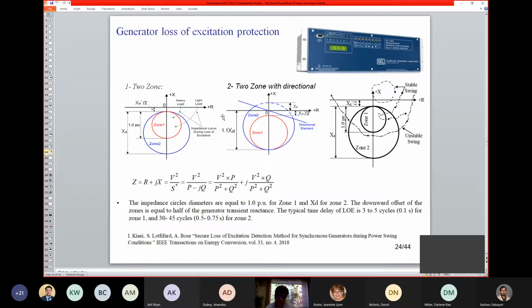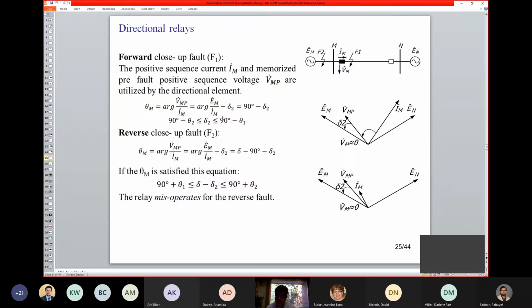Another one is the loss of excitation protection. The concept is similar to the distance relay because here also we look at the trajectory of the impedance. So we have the same issue here. There are some scenarios where you may detect a power system swing as loss of excitation, LOE. So this is another protection function that is vulnerable to system disturbances, not for the fault, so it should be integrated into the dynamic security assessment.